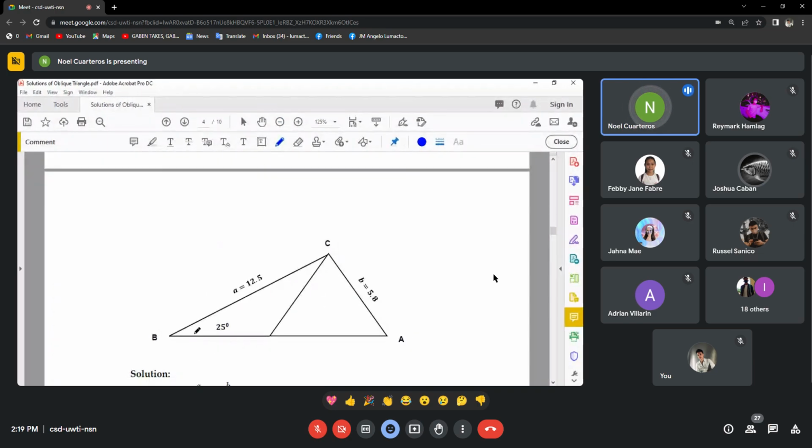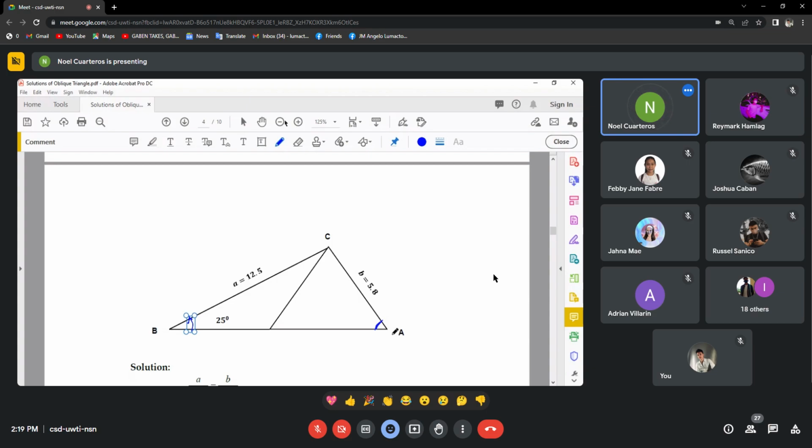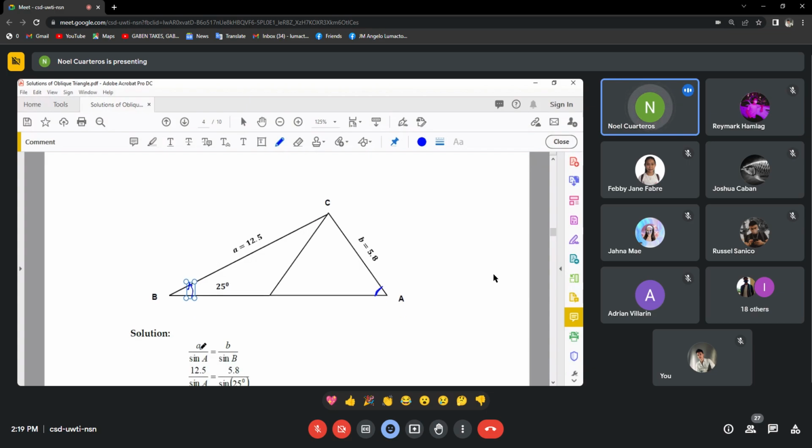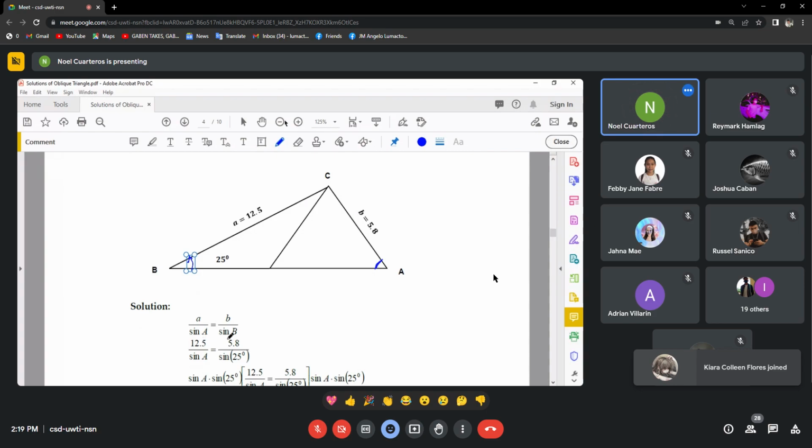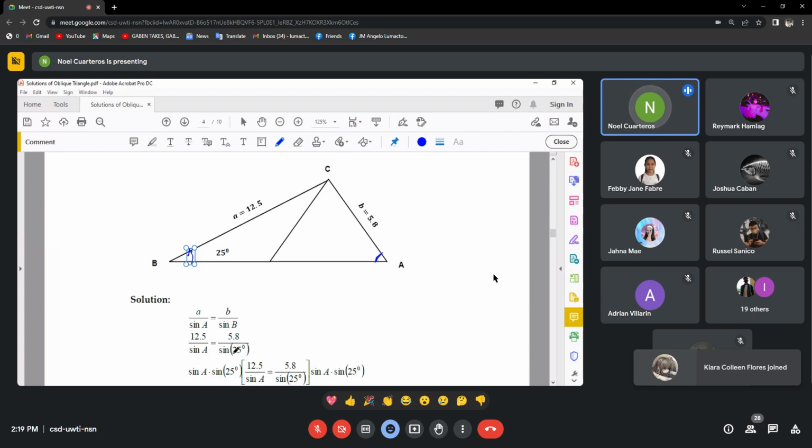Okay, since less than 1 atong sine A, so, duha ka triangle lang yung na-create. No? We have angle B, another yung angle A, and this would be the angle C. To find angle A, what we will do is to use the law of sine. Small a all over sine A is equal to b over sine B. Substitute the value, we have 12.5 all over sine A is equal to 5.8 all over sine 25 degree.